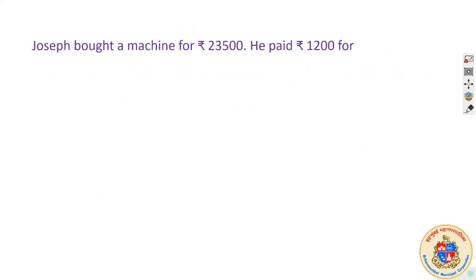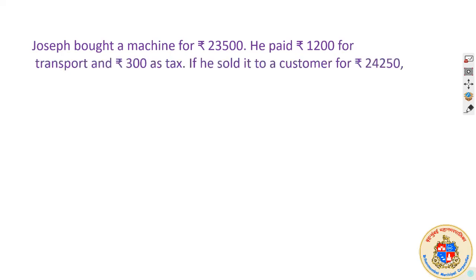It is about Joseph, who bought a machine for 23,500 rupees and he paid 1,200 for transport, 300 rupees as tax. He is a person who is buying and selling the machine, and he sold it to a customer for rupees 24,250. We have to think a little, he must have got very little profit it seems. What was his percent profit or loss?